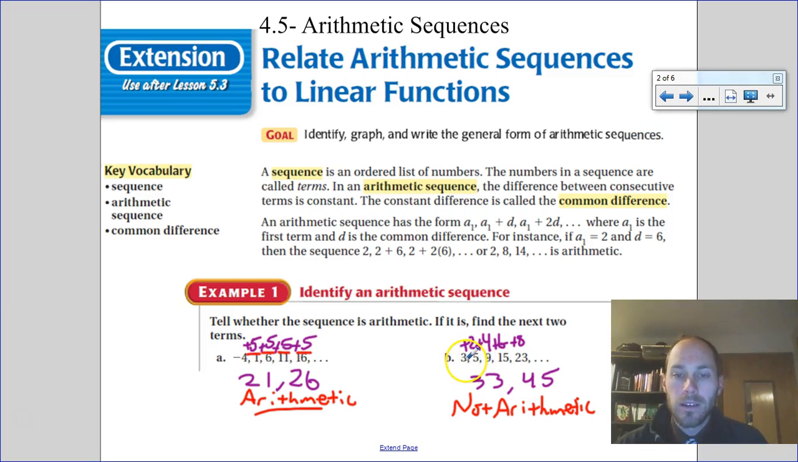The next pattern, we have 3 to 5, which is adding 2, then we add 4, then 6, and 8. So we can see there's a pattern to this sequence. They're increasing by 2 more every time. So the next one would increase by 10 to get 33, then by 12 to get 45. So there's a pattern for this sequence, but it is not arithmetic because there's not a common difference. The difference between the terms is changing every time.